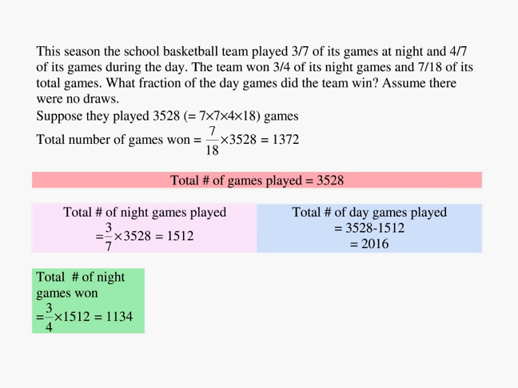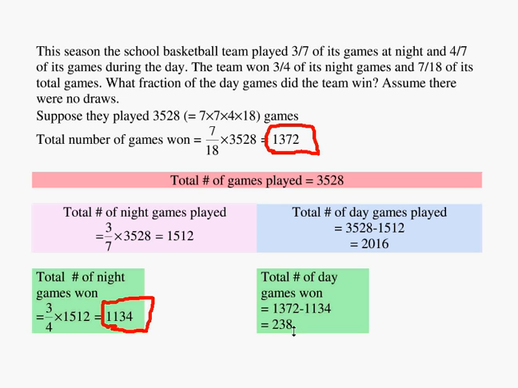And if the team won a total of 1,372 games and the team won 1,134 games at night, if you subtract these two numbers, that'll give you the total number of games the team won during the day. That's how I get the total number of games the team won during the day. 1,134 subtracted from 1,372, and I get 238.